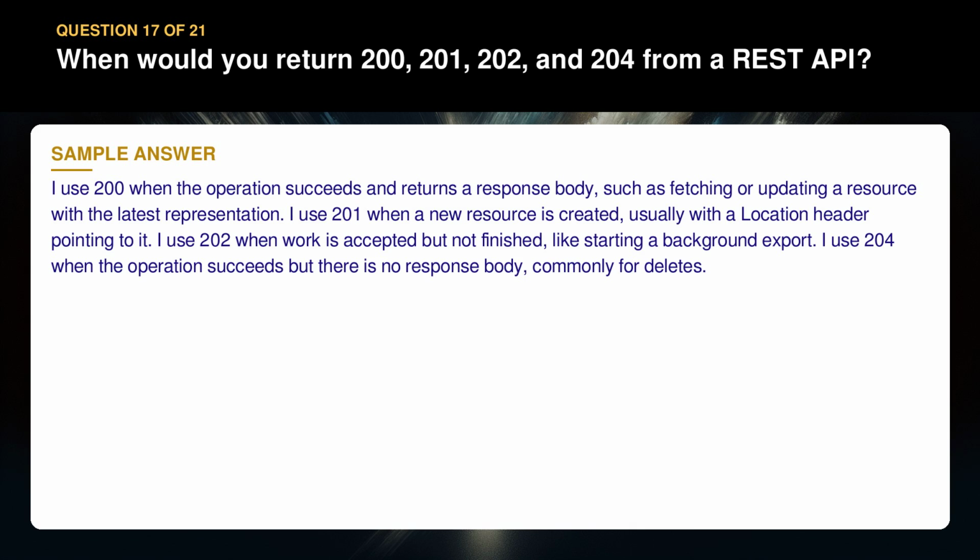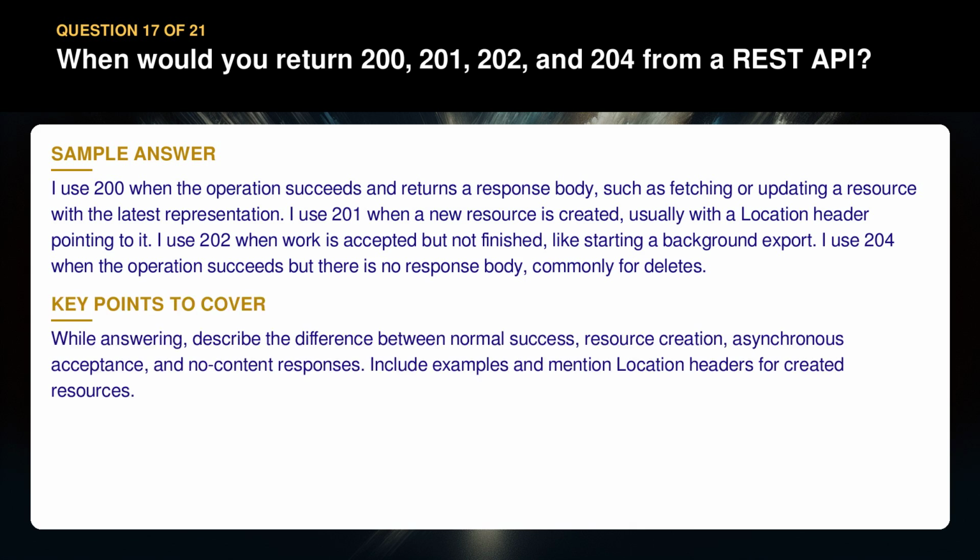I use 202 when work is accepted but not finished, like starting a background export. I use 204 when the operation succeeds but there is no response body, commonly for deletes. While answering, describe the difference between normal success, resource creation, asynchronous acceptance, and no content responses. Include examples and mention Location headers for created resources.